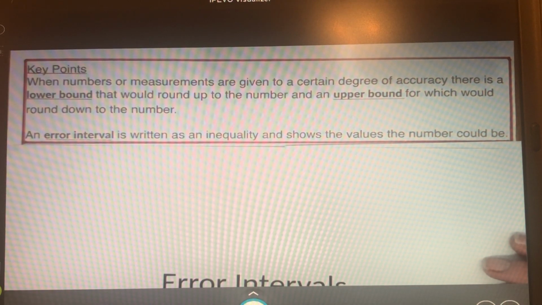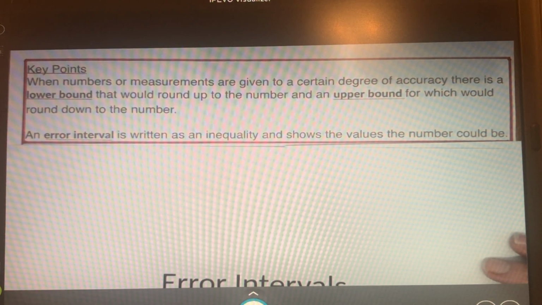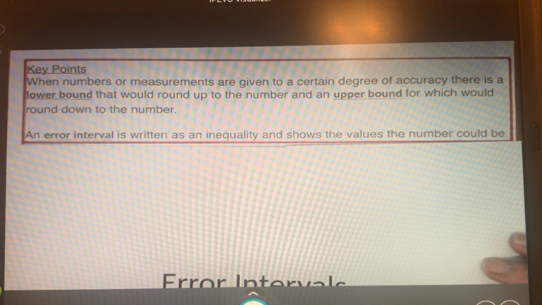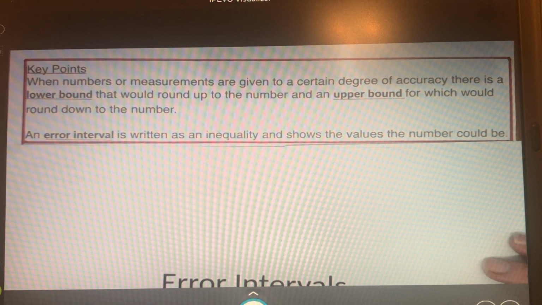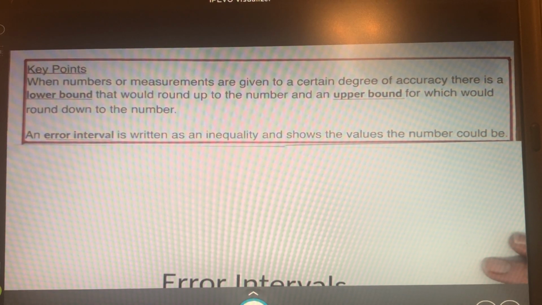when numbers or measurements are given to a certain degree of accuracy, there is a lower bound that would round up to the number and an upper bound which would round down to the number. An error interval is written as an inequality and shows the values the number could be. Write down your key points and then we will do an example.